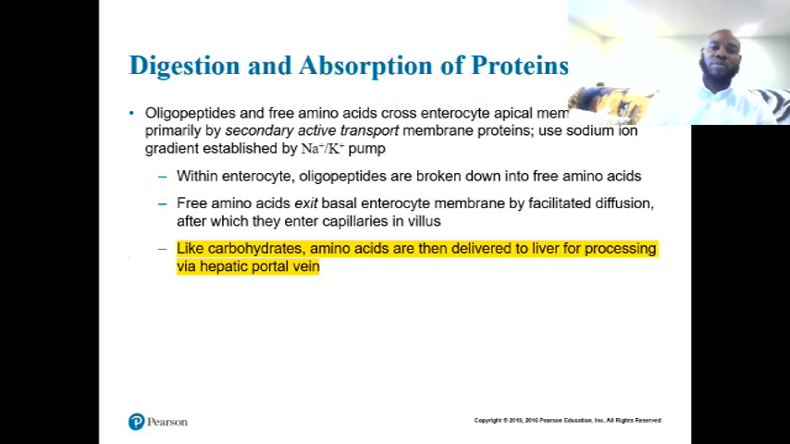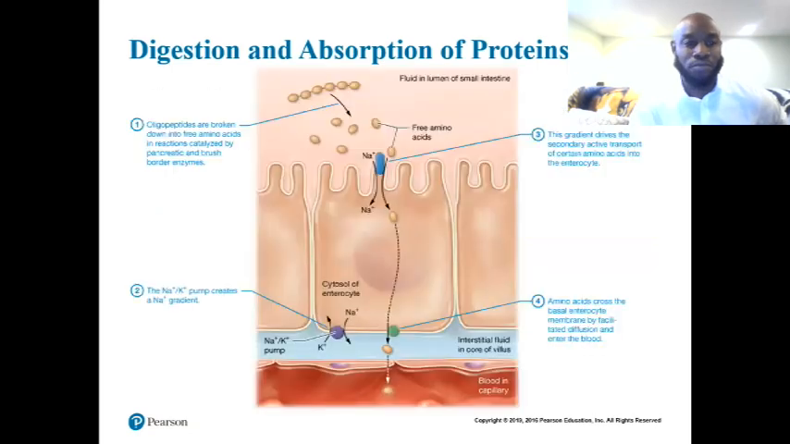Within the enterocyte, these oligopeptides are broken down. So inside these cells, on the inner surface, we break down these oligopeptides into free amino acids. Free amino acids exit the basal side, the side closest to the blood, of the enterocyte by facilitated diffusion, very similar to your carbohydrates, after which they can enter the capillaries. And they're delivered to the liver for processing via the hepatic portal vein.